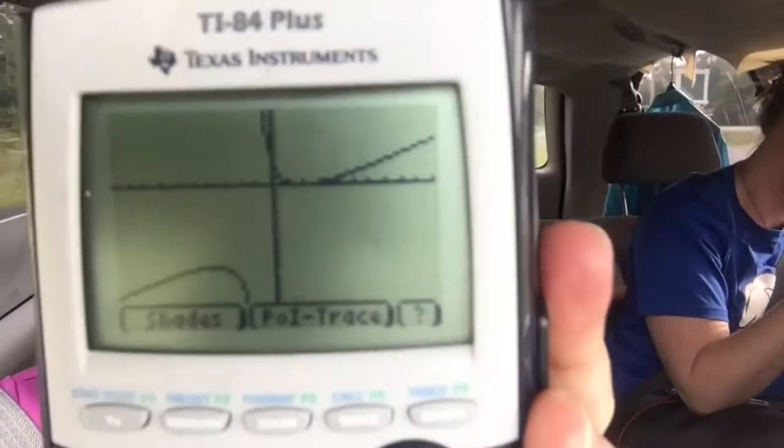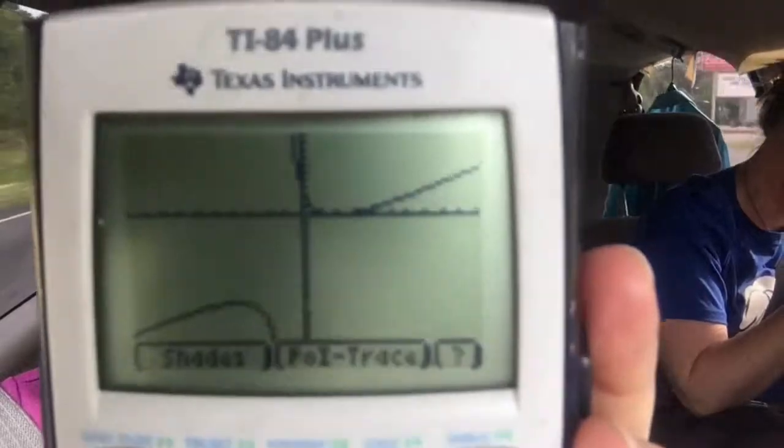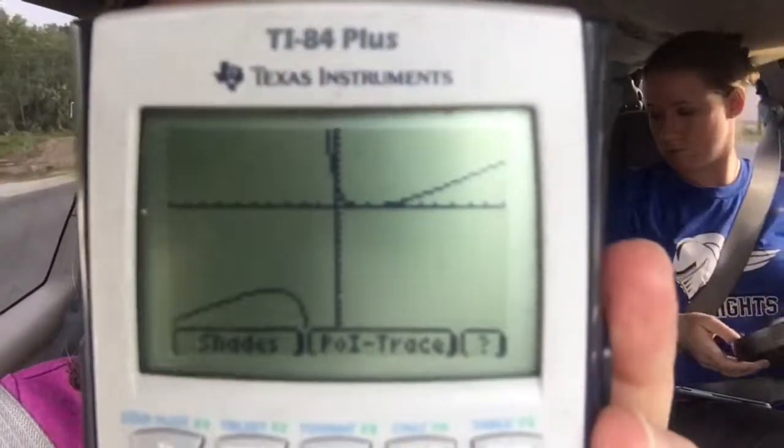So hopefully you can see those parts. And again, I'm sorry I can't hold it any stiller than that, but it looks pretty much like what we graphed. But use your graphing calculator to check, especially when you have those slant asymptotes.